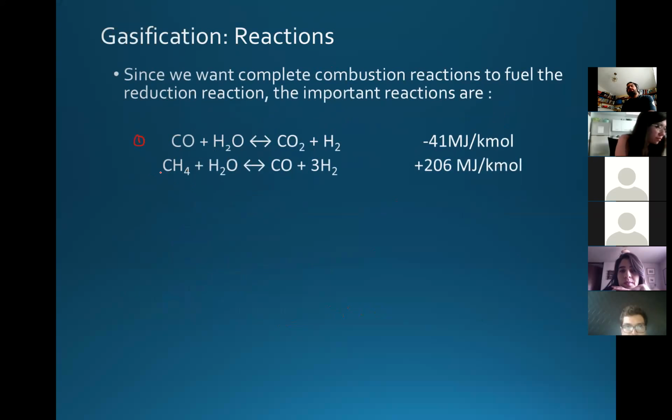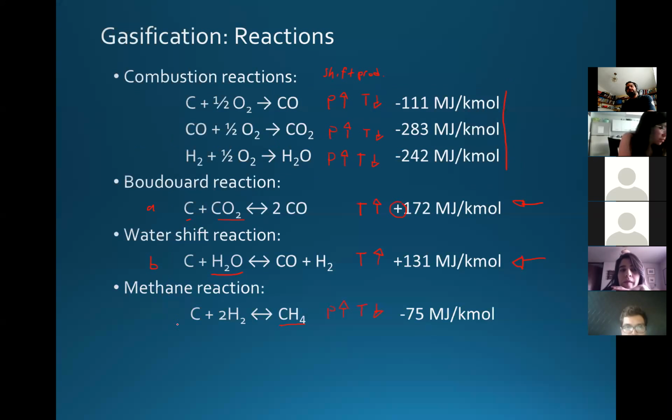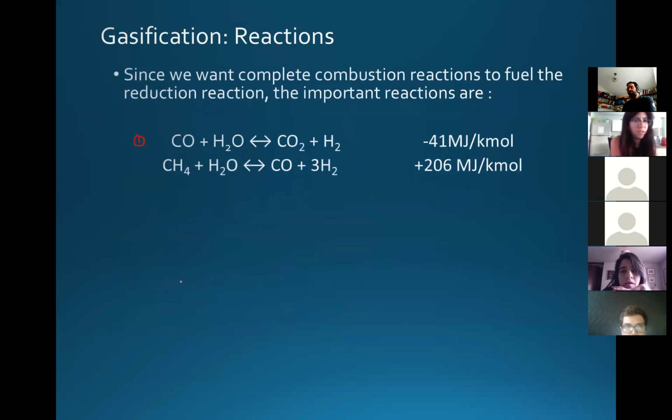And the one with methane is C and B, right? C and B, the water shift reaction and the methane reaction. Again, if you inverse the C reaction and you do the addition with the B reaction, you're going to obtain this one over here. Okay, so those are the two principal reactions that we're going to pay attention to.